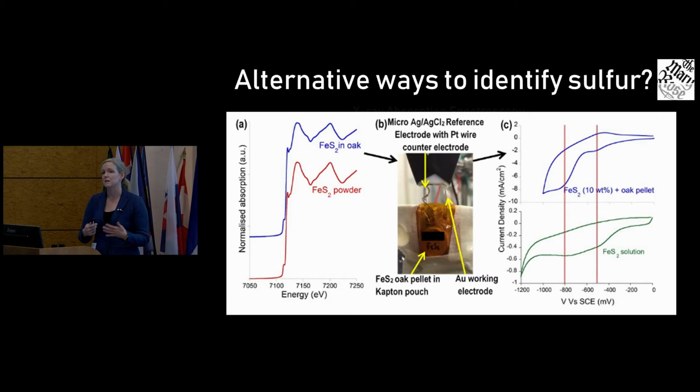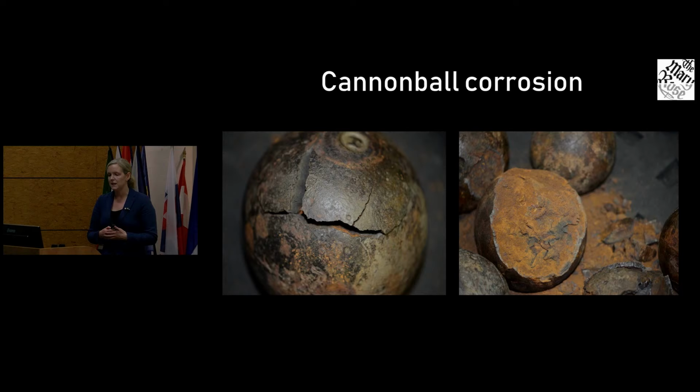So on to the Mary Rose cannonball. Marine archaeological iron is very complicated and can corrode very badly due to the chlorine from the salt that's there. This shows you how badly it can corrode. Some of them actually are in complete pieces. They literally just explode.